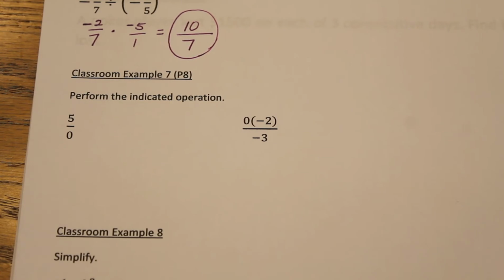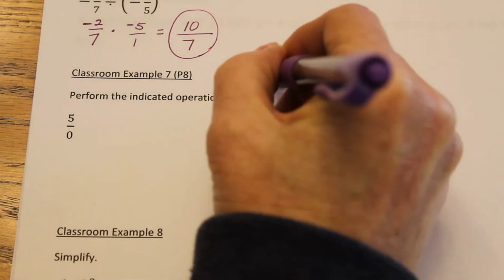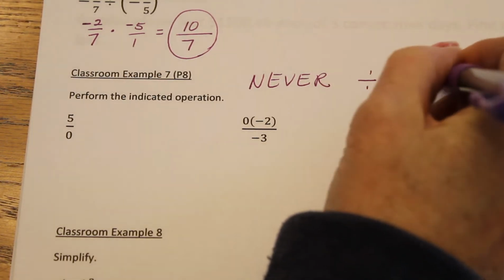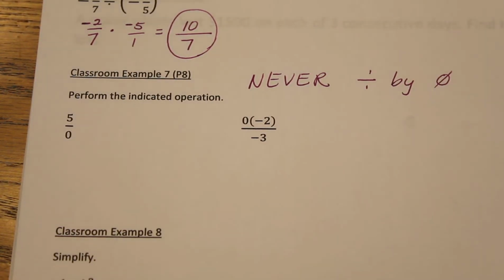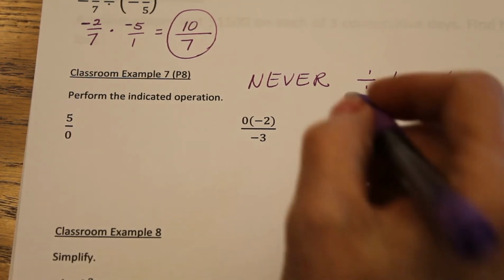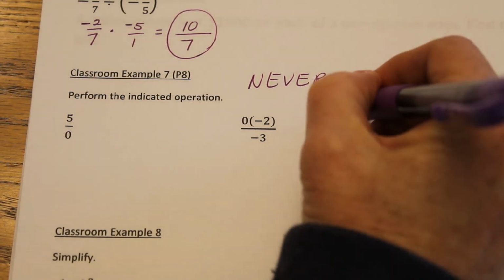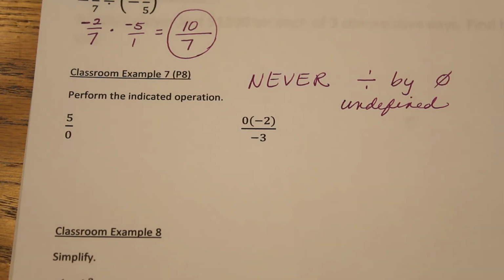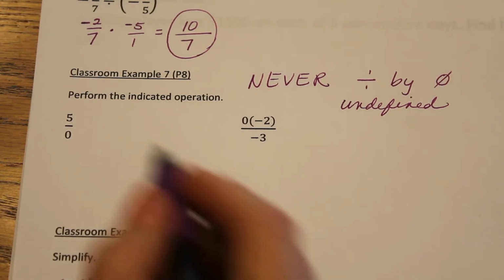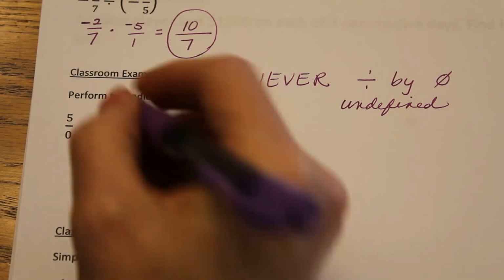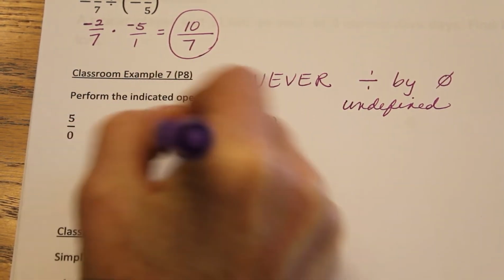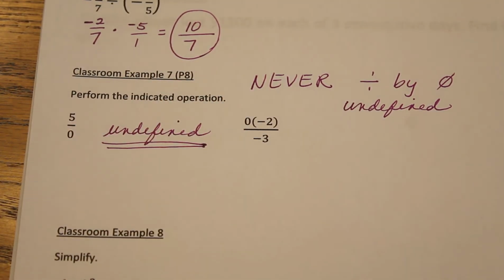So whenever you have division, you have to remember that you can never divide by 0. 0 can never be in the denominator. That is undefined. If you try to divide by 0, the result is called undefined. Don't say 0. Say undefined. So what is 5 divided by 0? Anything divided by 0 is undefined. That's your answer. There is no number.